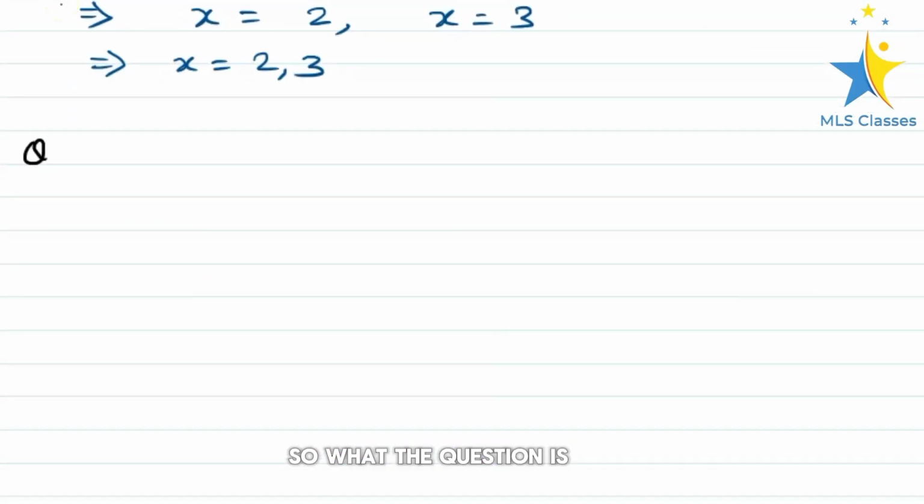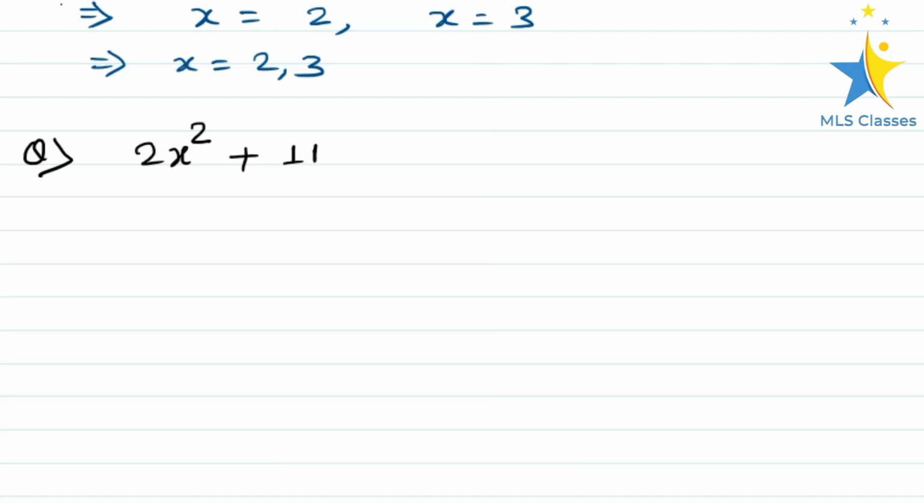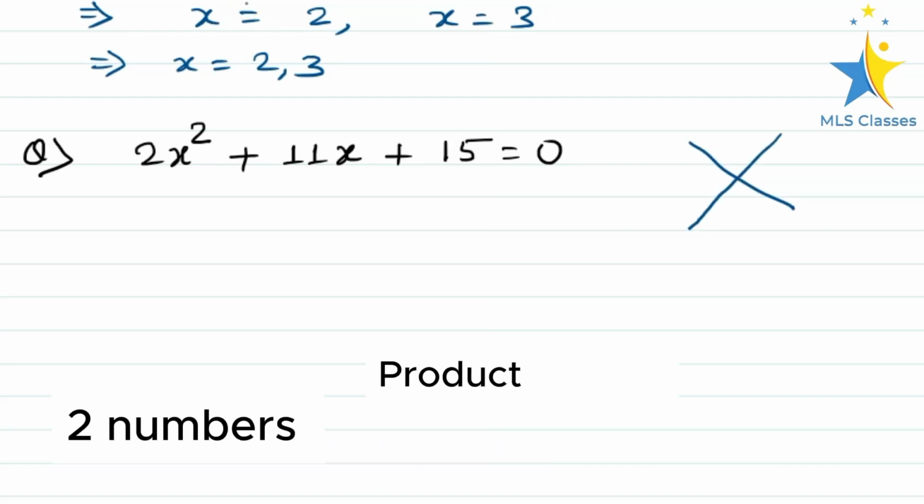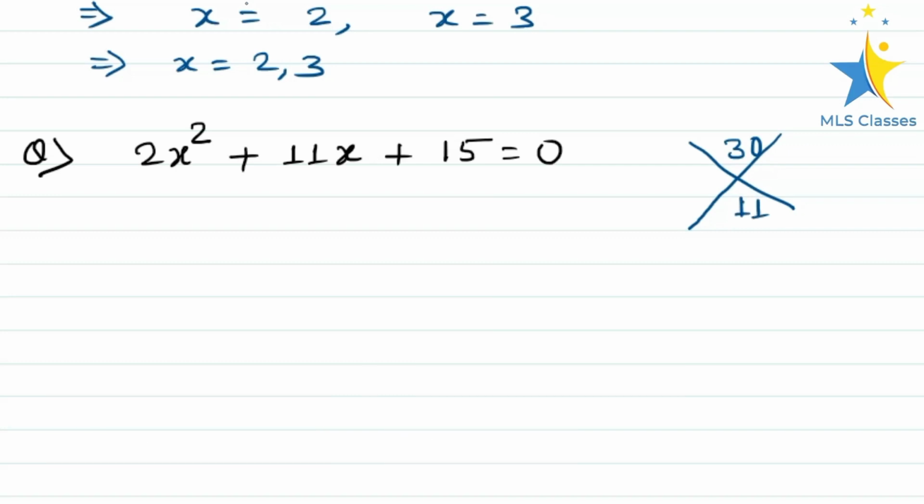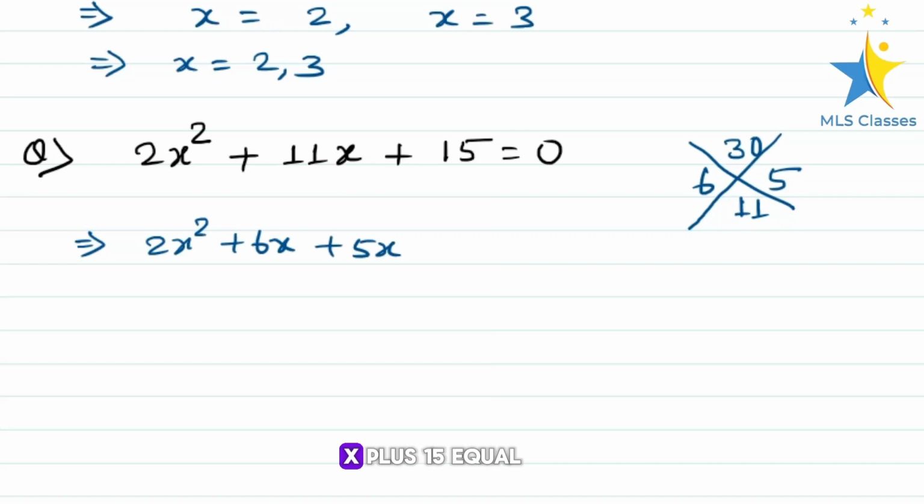Suppose the question is 2x square plus 11x plus 15. Suppose this is equal to 0, then we have to think of two numbers whose product is 15 times 2, which is 30, and whose sum is 11. So you can see we can take 6 and 5. So we'll replace 11 with them and we'll get 2x square plus 6x plus 5x plus 15 equal to 0.